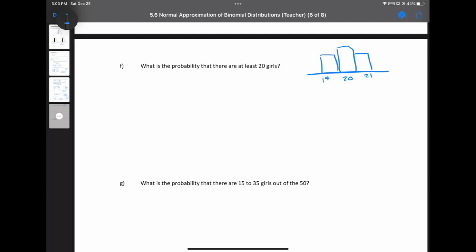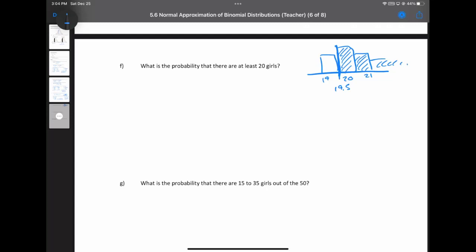So the probability there's at least 20 girls. 19, that's not enough. 20 is, so 20 is valid. 21 is valid. Anything higher is valid. So our breaking point on this one is going to be the 19.5. And I find that little diagram can be helpful just to help yourself understand where the breaking point needs to be, depending on the wording of the question. Test the value above and below the one given and see if they kind of meet the spirit of the question.